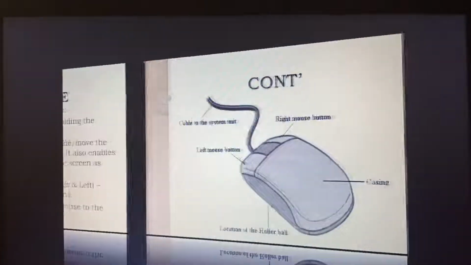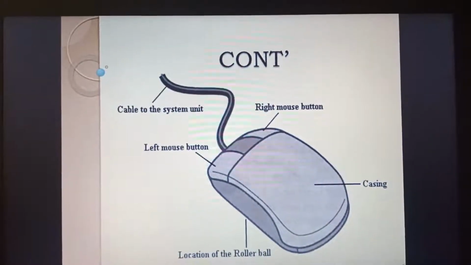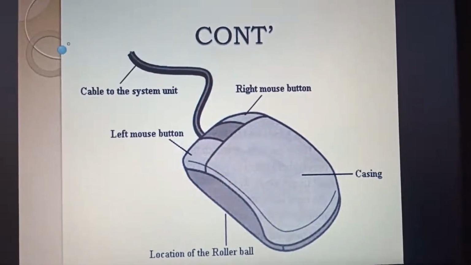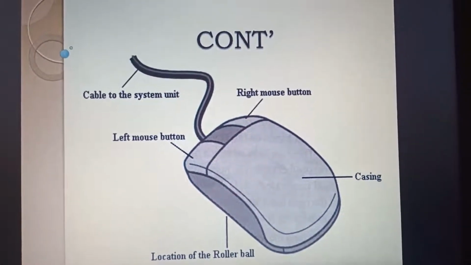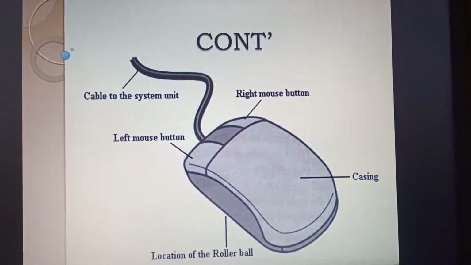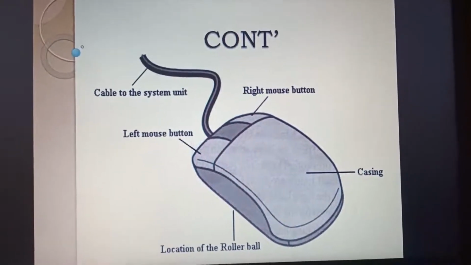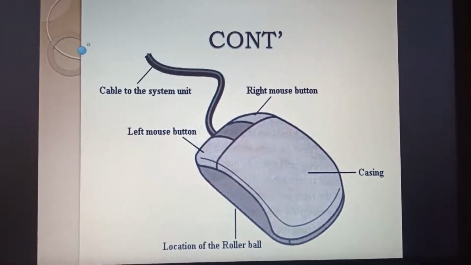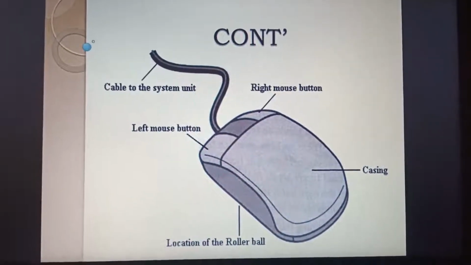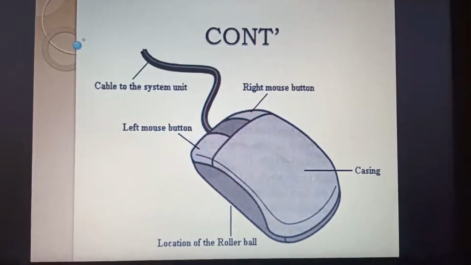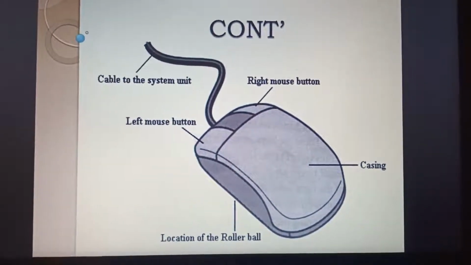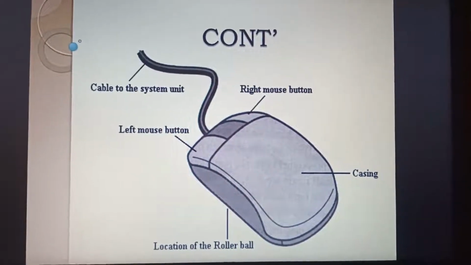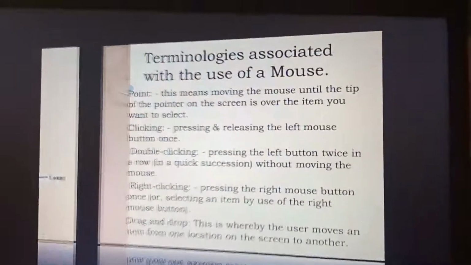So after that, we have the diagram that is showing all those parts. We have that cable there, left and right buttons. We have the roller, which is just below. Then we have the case, which is on the top. It is where we normally place our hand when we are operating using the mouse.